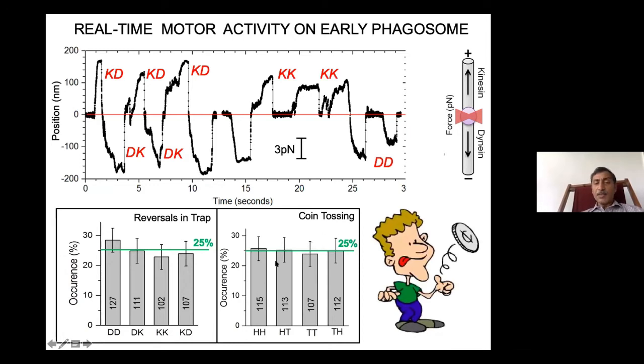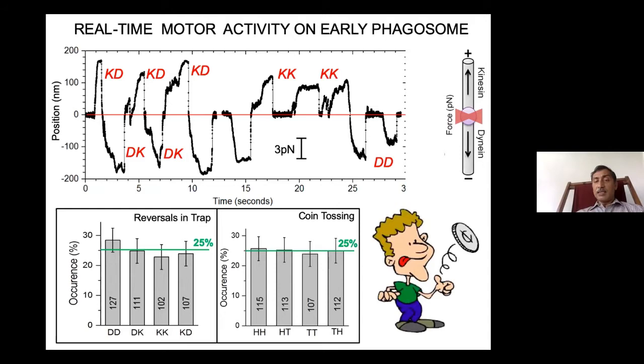This is similar to what you would expect if you were tossing a fair coin. If you imagine dynein as tail and kinesin as head, so head, head, head, tail, tail, tail, tail, head, these are the four possibilities if you look at the pair events, and you would get 25% probability of having all of these. So this data is similar to what would happen if you were to toss a fair coin.